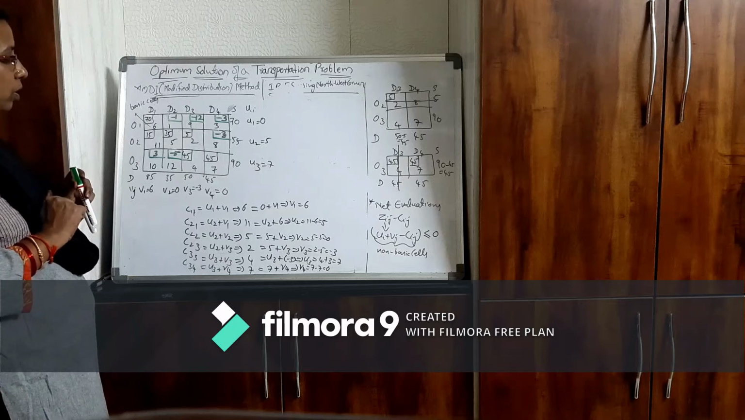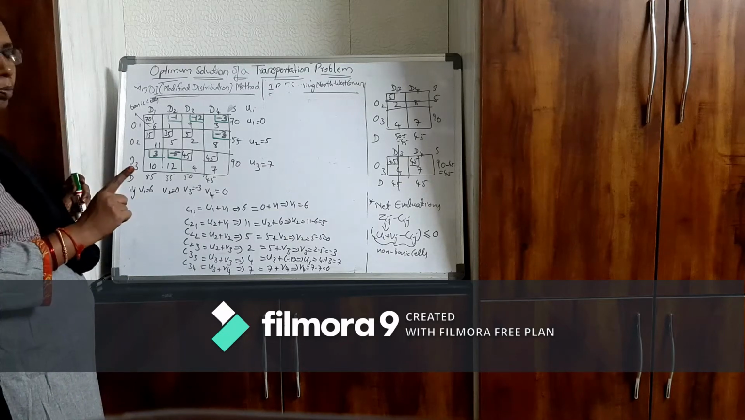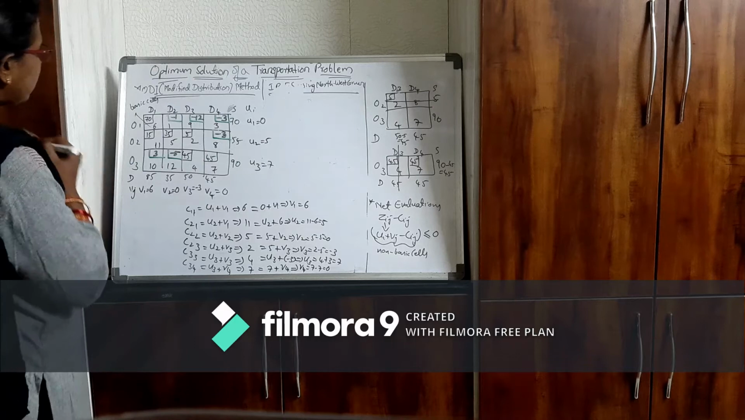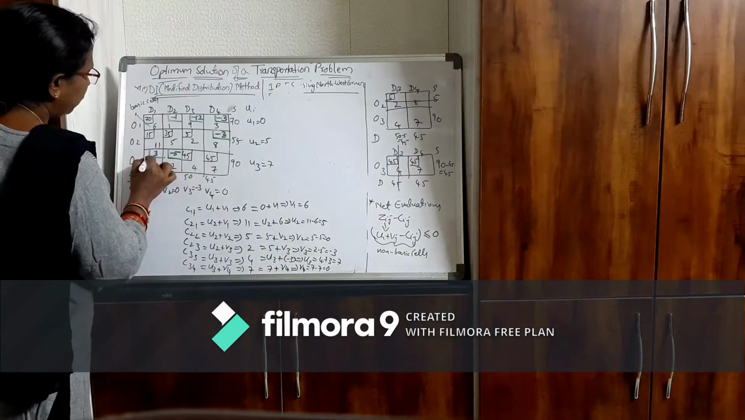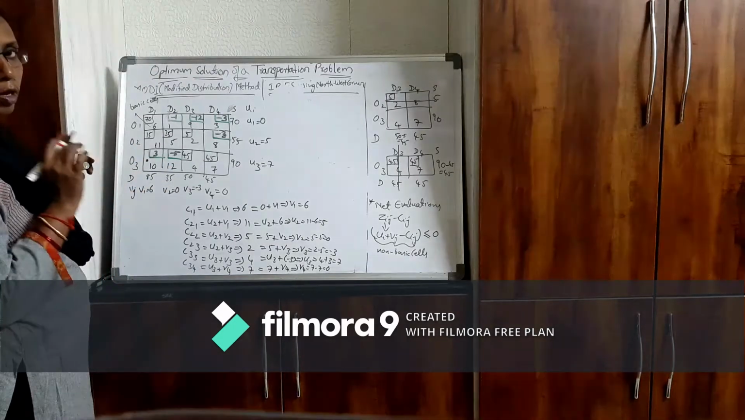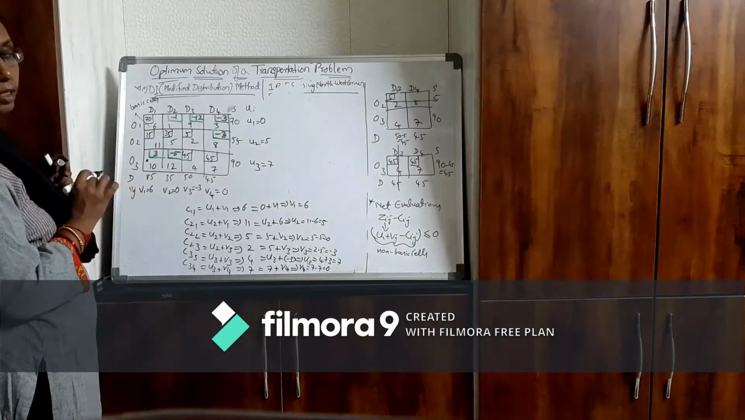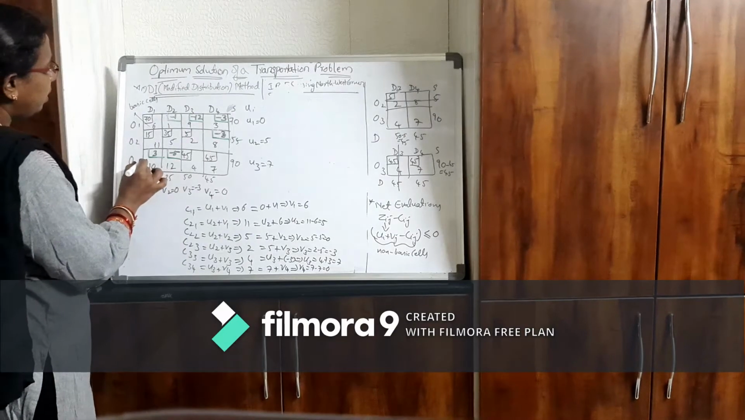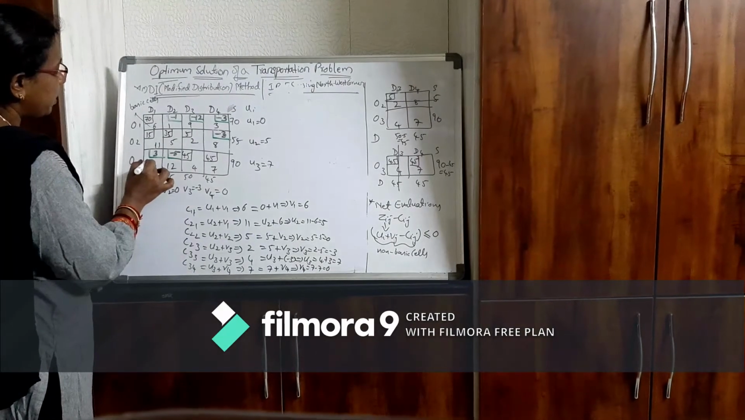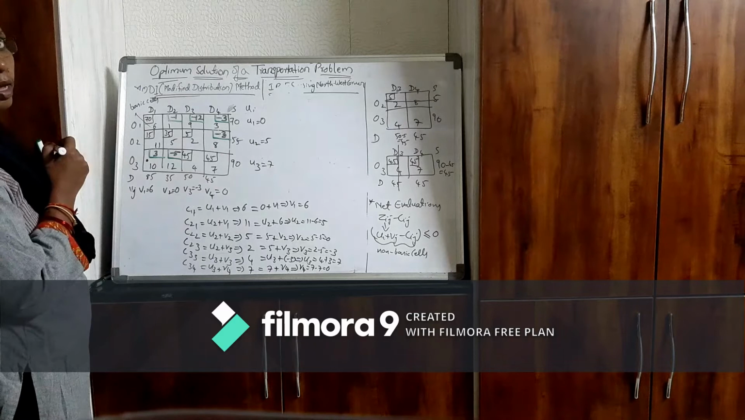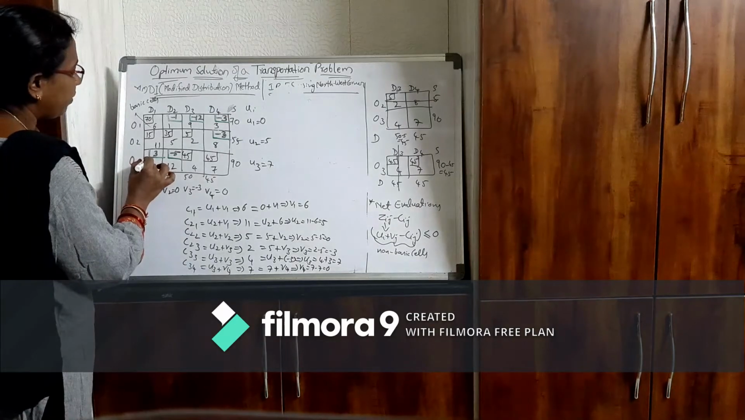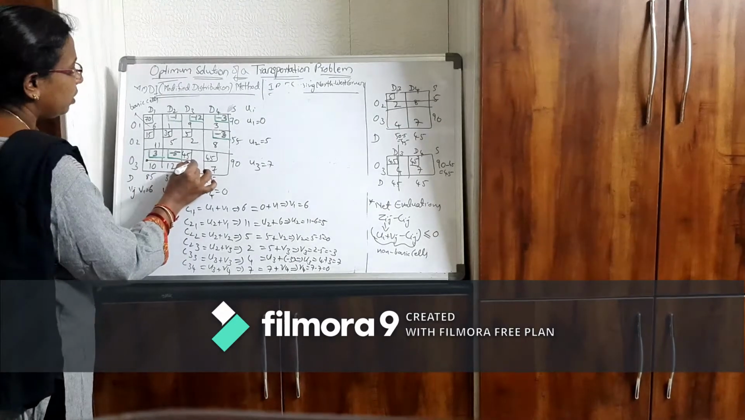So what you have to do now? You have to form a loop. See here, this is the maximum net evaluation. From this you have to form a loop such that it passes through the nearest basic cells. So from here, which is the nearest basic cell? Basic cell means the cell where you have an allocation. So from here I have an allocation at this point.